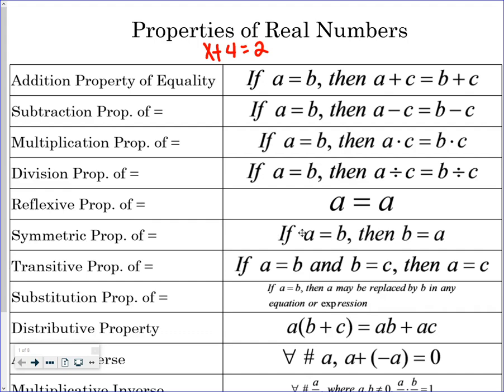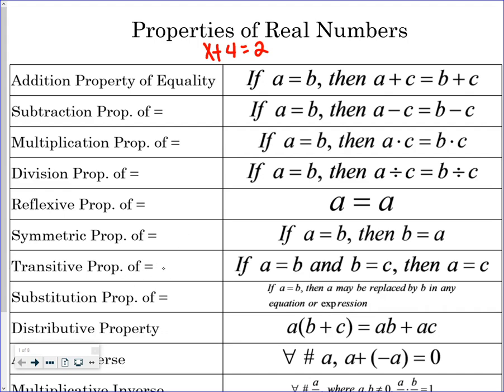Symmetric property of equality. If a equals b, then b equals a. This is where a lot of times I'll say x equals 2, and then you guys are like, I have 2 equals x. Is that the same? We know it's the same, right? Because of the symmetric property of equality. The way I think of it is switch sides, symmetric switch sides, okay?